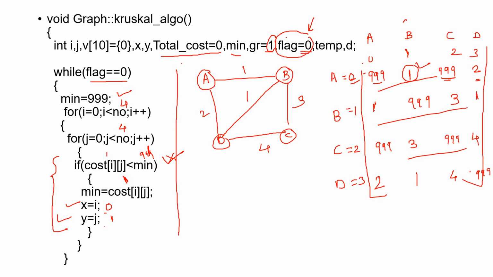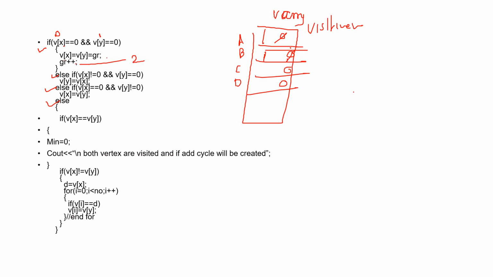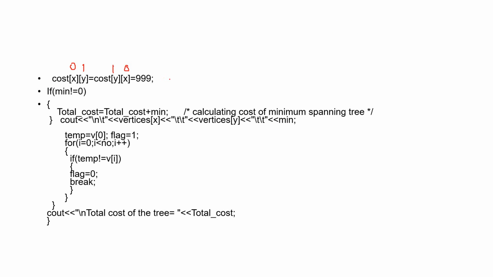What does it indicate? So 0 1 is here in this matrix. 0 1 is equal to 1 and 1 0 is also equal to 1. So we have already visited them, so let's make it 999. Next time we should not consider this as a minimum one. That's why, with the help of this, I am making it 999.